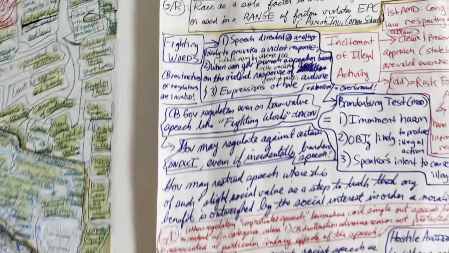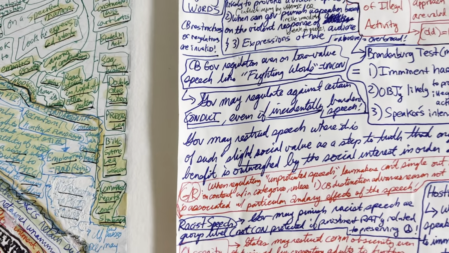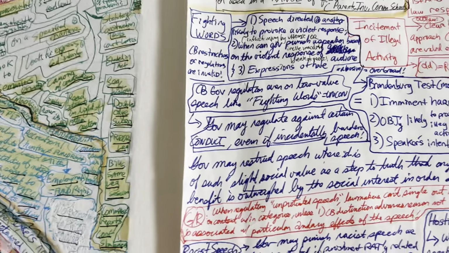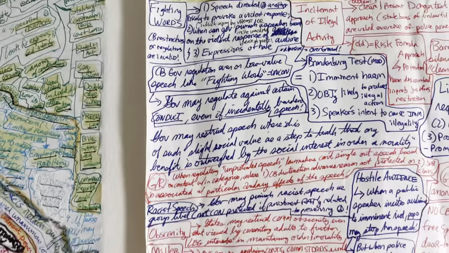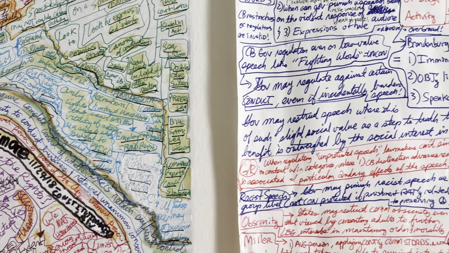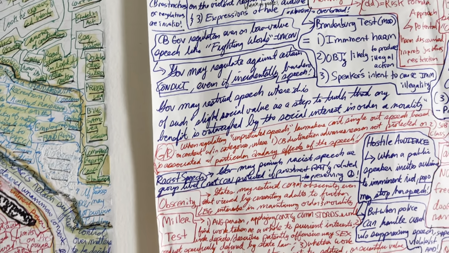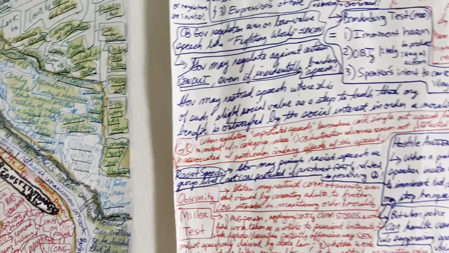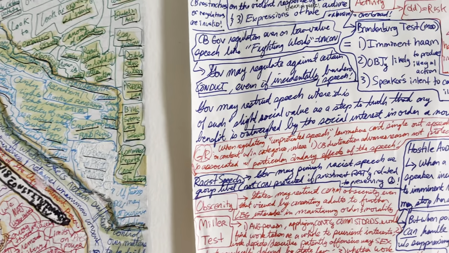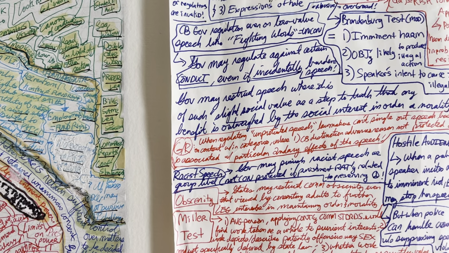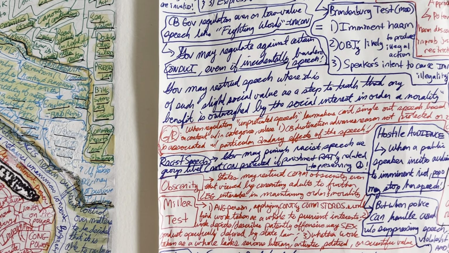The government may regulate against action, against certain conduct, even if it incidentally burdens speech. So conduct is distinguished from speech. We saw that in many of the nude dancing cases. So remember that certain conduct may be regulated, even if it does incidentally burden speech. I think the arguments made for nude dancing were that it's a form of speech, but it's more related to conduct. Government may restrict speech where it is of such slight social value as a step to truth that any benefit is outweighed by the social interests in order and morality.